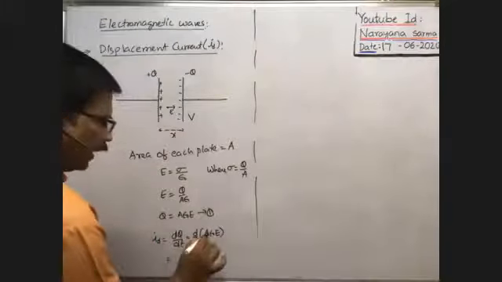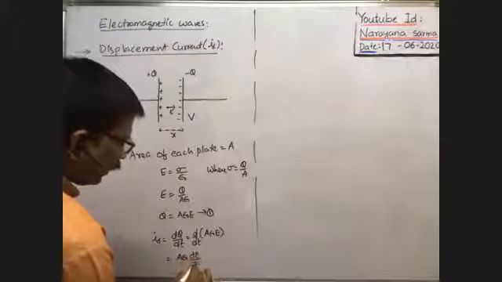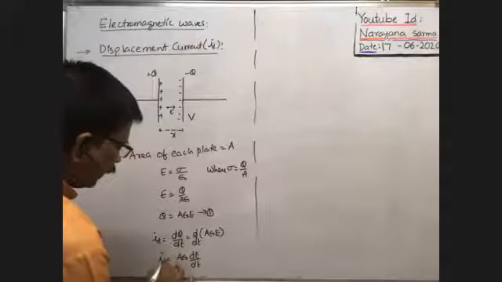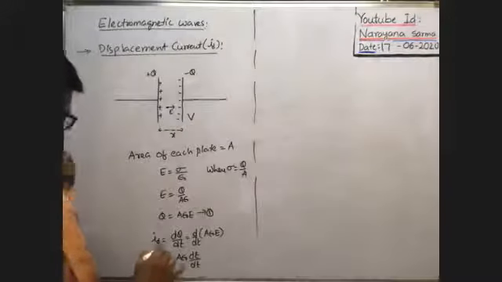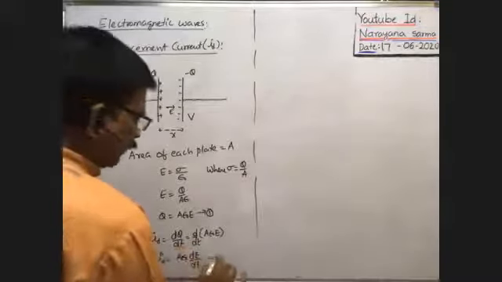This is equal to A epsilon naught, which is constant, so you write it outside, into dE by dt. So ID is equal to A epsilon naught dE by dt. It is the formula for displacement current. Okay, this is equation 2.